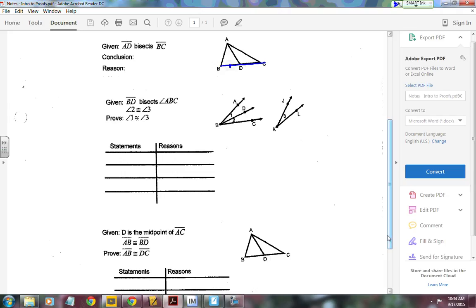BD and DC. Very good. BD and DC are congruent. It has nothing to do with the angles. Everybody see that? Okay, the angle, it doesn't say anything about the angle in this case. The only thing that's being bisected is the segment. So, BD is congruent to DC, and then what would my reason be? Definition of bisector. Definition of segment bisector.